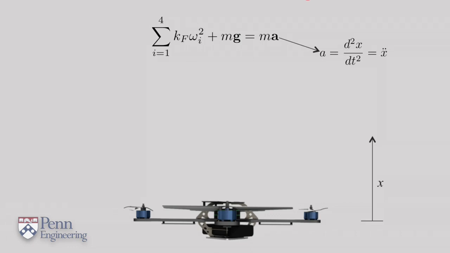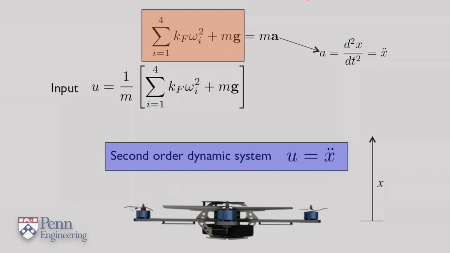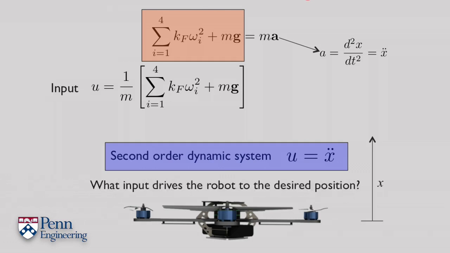Clearly, the acceleration is given by the second derivative of position. If you look on the left-hand side, you will see the sum of the forces. Let's call U the sum of the forces divided by the mass. So you have now a very simple second-order differential equation with an input U and a variable x, such that U is equal to the second derivative of x. Our goal to control this vehicle is to determine the function U such that the vehicle goes to the desired position x.